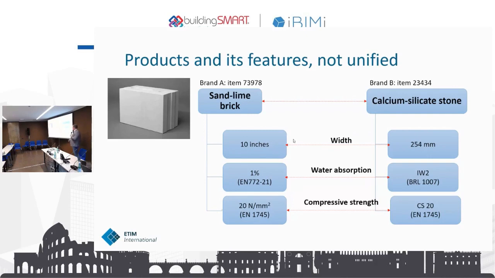For instance, water absorption. In Europe, we have a standard, and the standard requires a value which is a percentage. In Holland, we have a requirement that has made all these values into a classification. Both are equally great, but if you want to find the right product in a very large database, it's going to be difficult.